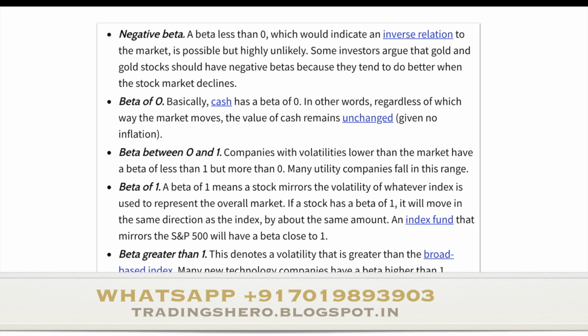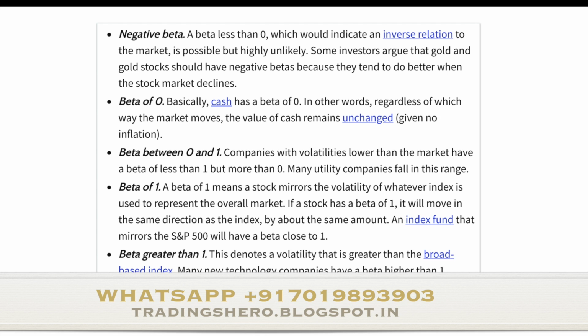Now let me tell you the next one, a beta of 0. Cash has a beta of 0: regardless of which way the market moves, the value of cash remains unchanged. That means however the market moves, the stock value will stay the same if the beta is 0. Even in our Nifty 50, I didn't find any stocks with a beta of 0.